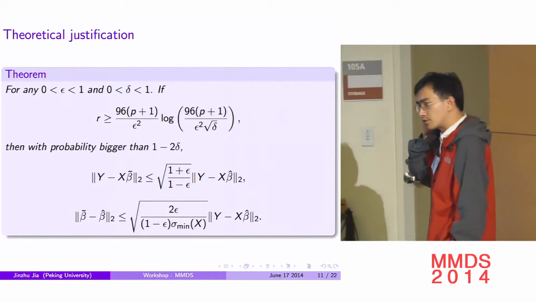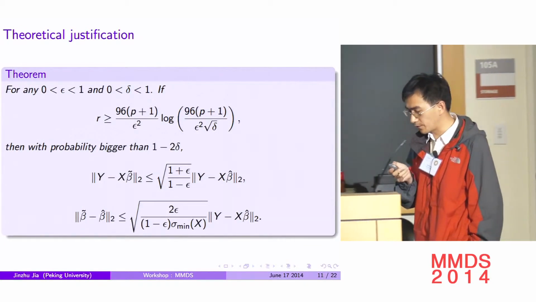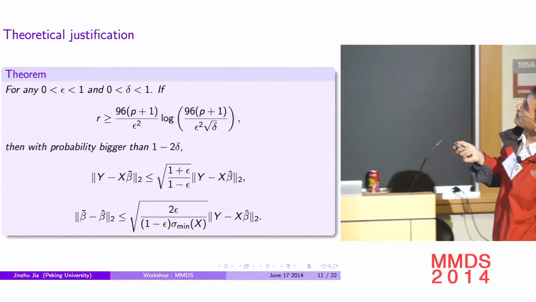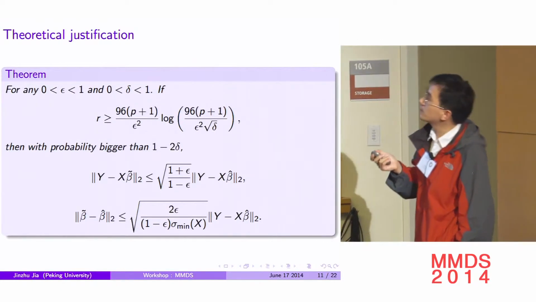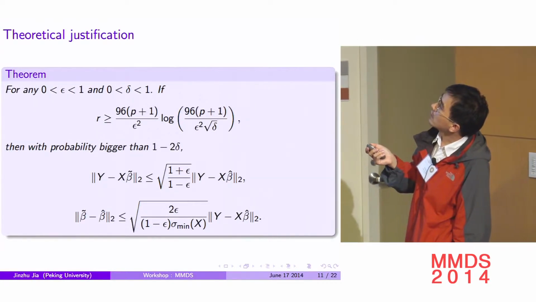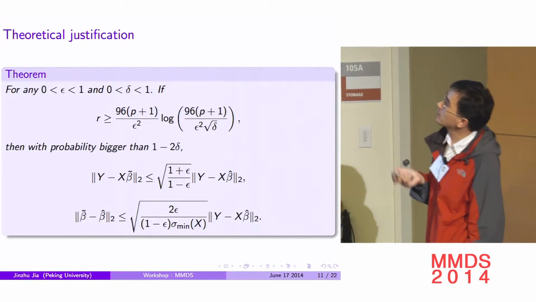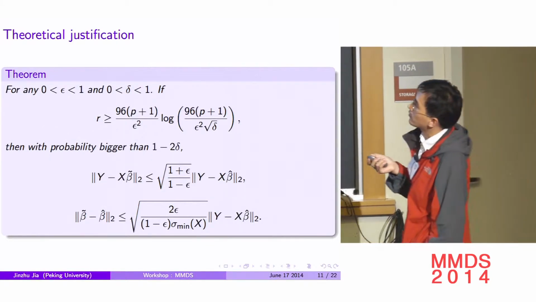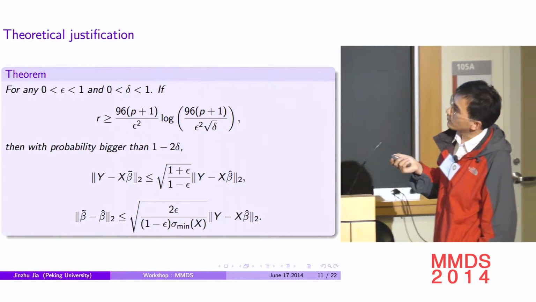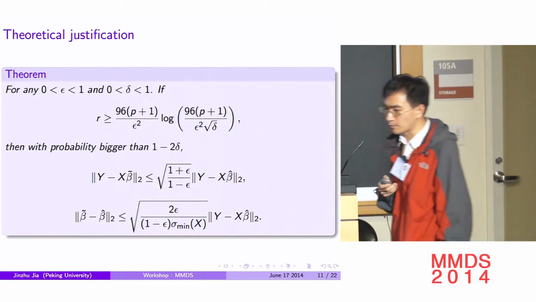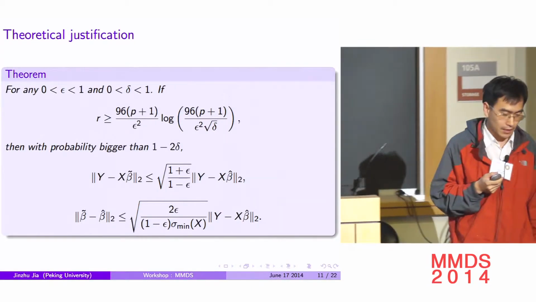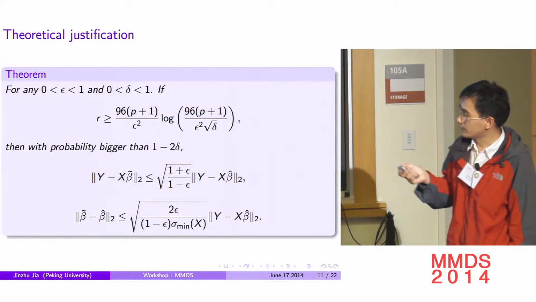And now we can also prove that if the number of data points we sampled is bigger than a constant times p over epsilon, then the estimate from the subproblem is very close to the estimate from the original problem.